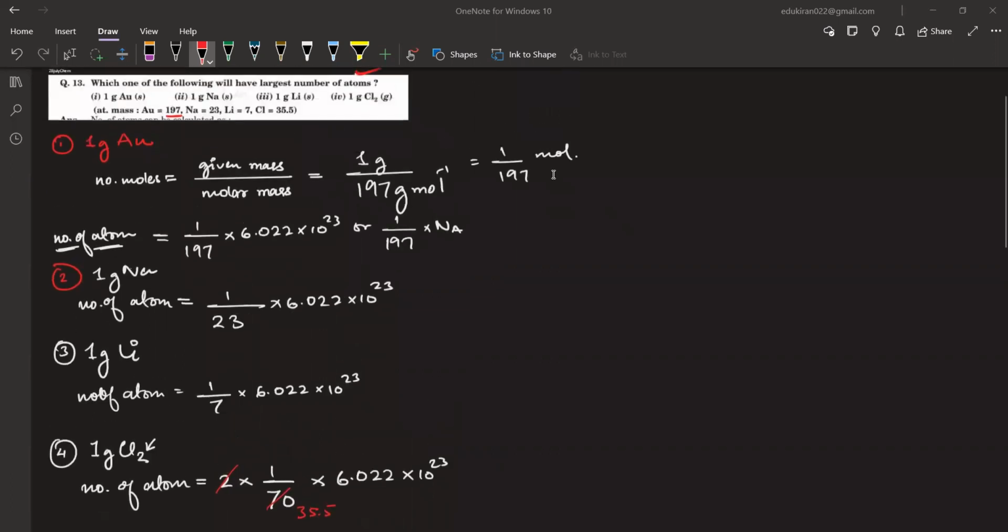Yes. What about others? Iram and Aisha, did you get it or not? Yes, I have. Okay. What about Aisha? Aisha, you got this? Yes or no? Sir, Aisha is not here. 1 by 35.5 into 2 will come, right? Then from where will 1 and 2 come? From where did 70 come? What is the molar mass of Cl2?